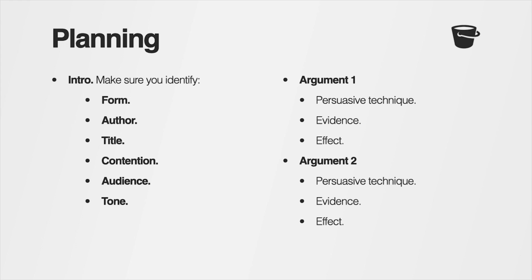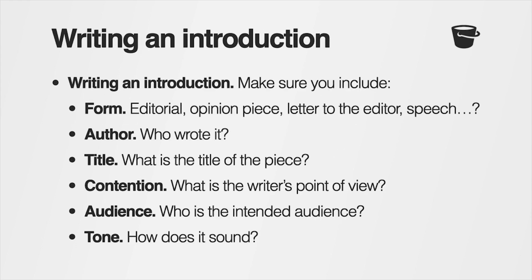An important part of this process is clearly identifying some of the arguments the writer makes and the language choices and persuasive devices used to support them. If you're going to analyse an argument, you need to get a few things straight in your introduction. To remember what you need to include, I love the acronym FATCAT. Remember that the information doesn't need to be in this order. It's just a way of remembering the things you should include in your introduction, including the form.